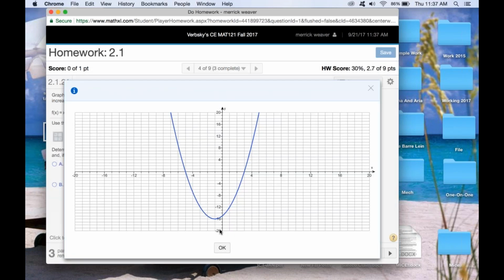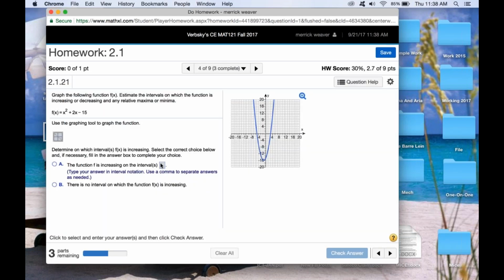Okay. Use interval notation. If it's going downhill, it's decreasing. If it's going uphill, it's increasing. Remember, we're defining this only on the x. So we get -1 to... It's increasing to the right. You keep going to the right, it's still increasing. So it's -1 to infinity. You got it.